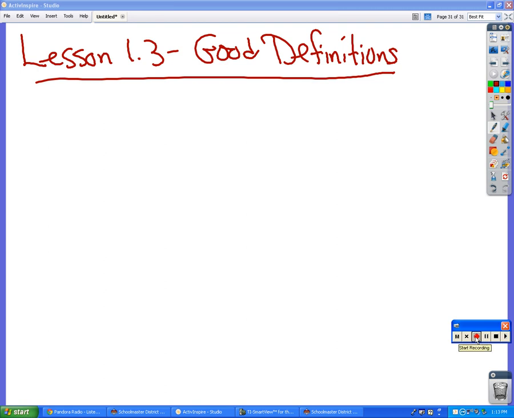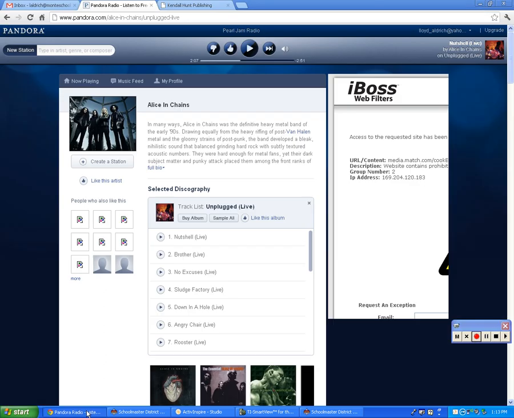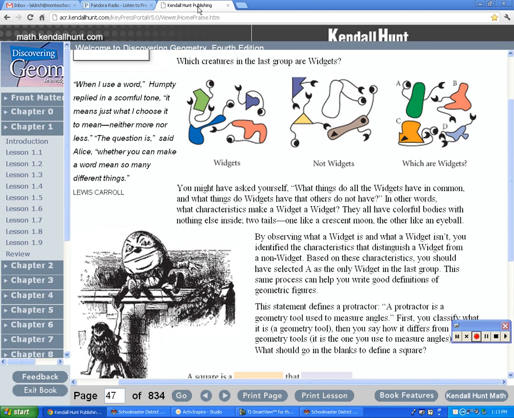So what I have here is a picture of some things. Some of them are widgets and some of them are not. And our job is to look at the group that are widgets, look at the group of things that are not widgets, and come up with a good definition of a widget. Okay?